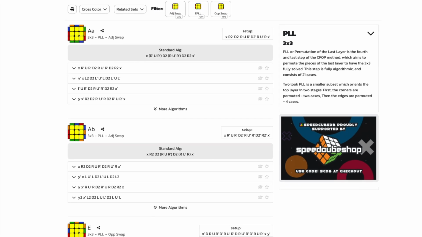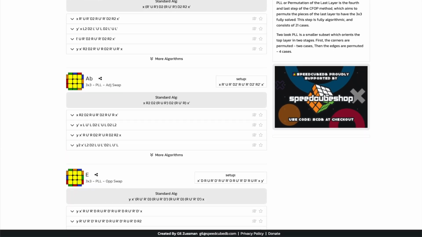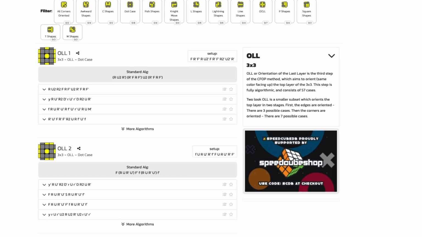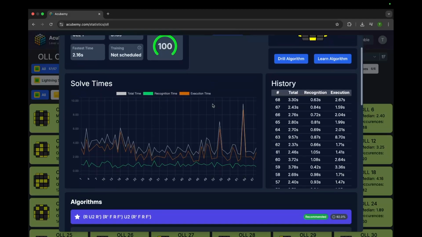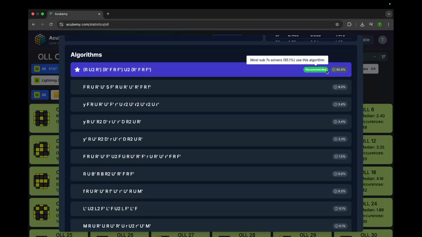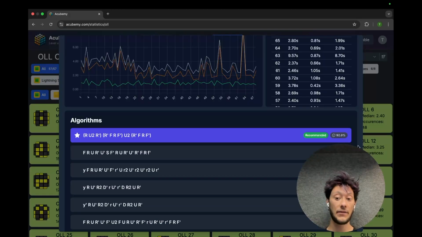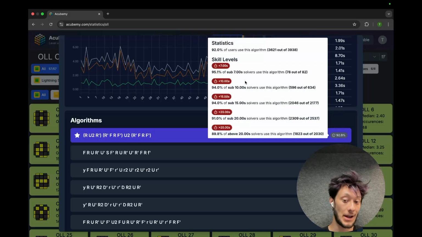Thanks to Jill from speedcubedb.com, we have a list of all algorithms for each OLL and PLL case. And if we compare that to how often a case occurred, we can compute what percentage of cubers use that algorithm. This gives us a list of how common each algorithm is. For OLL1, for example, we can see that over 90% used the first algorithm in the list, and less than 10% used the second. But we went even further and analyzed different skill levels, like sub-7 second solvers or sub-10 second solvers. And this allows us to see what algorithms cubers of different skill levels use.